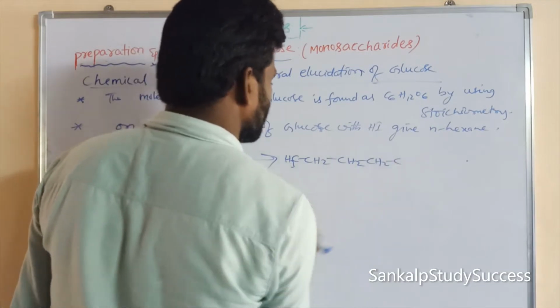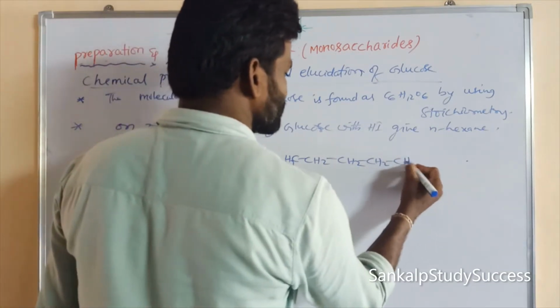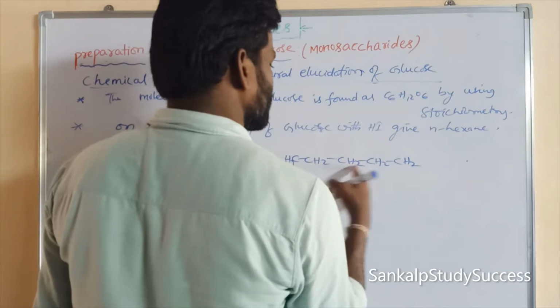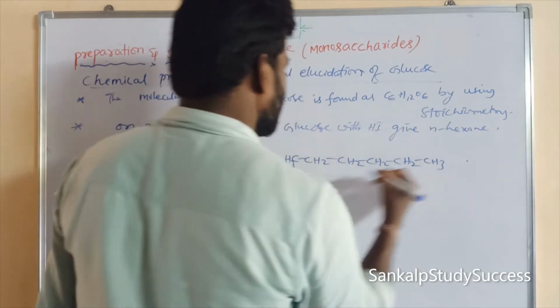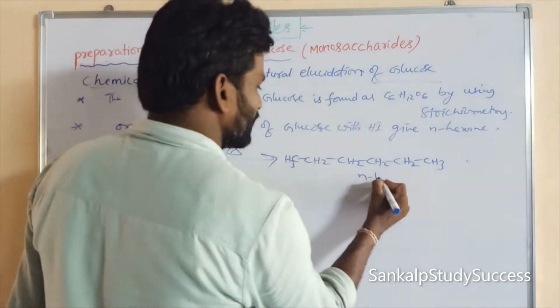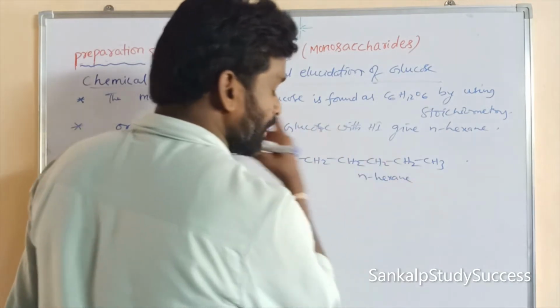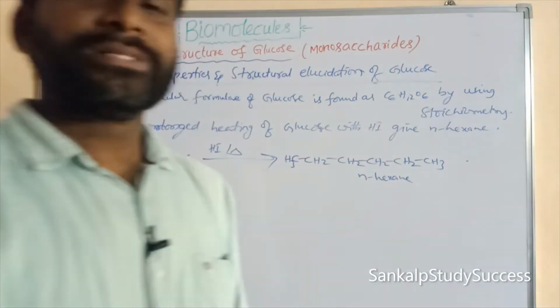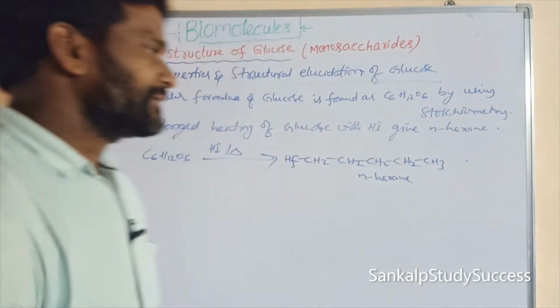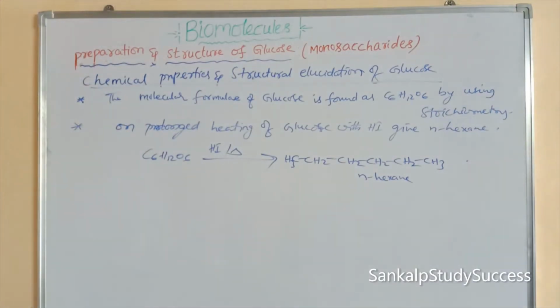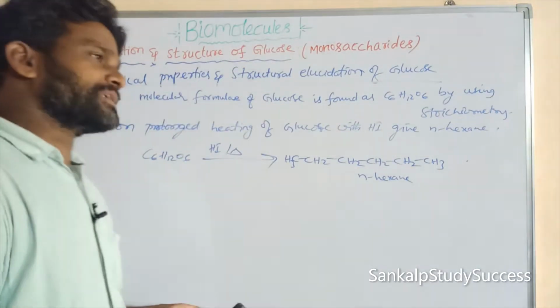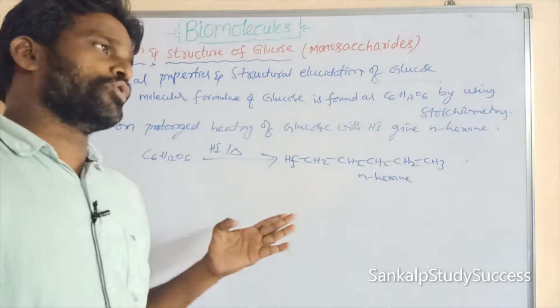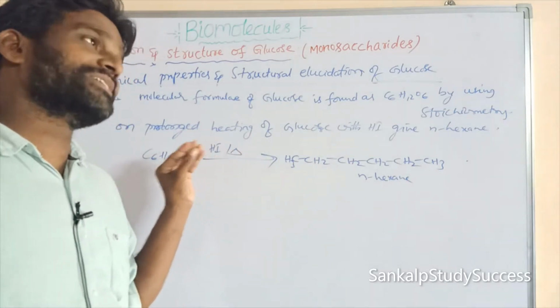In n-hexane, all carbons are present in a straight chain. So this reaction indicates that all the 6 carbons of glucose are present in a straight line manner.